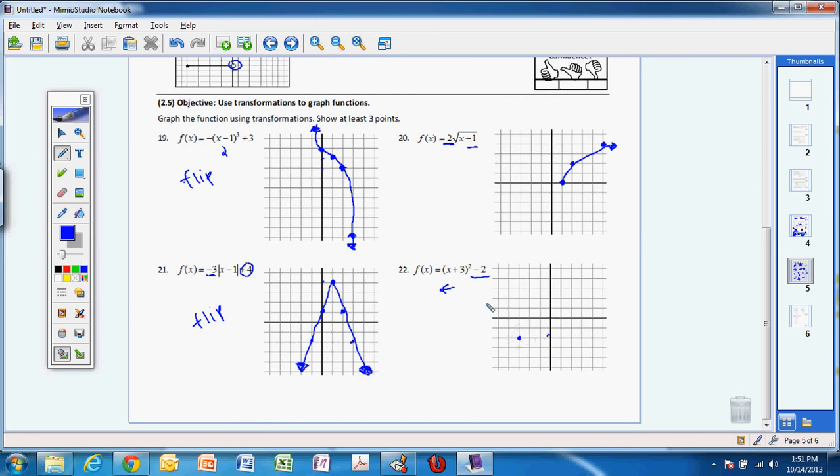And then nothing else is actually happening with this. I'm not vertically stretching, I'm not flipping, because nothing's out in front. So now I can just graph x squared where I normally would. So on my parent graph, I would go over 1 and up 1. So I'm going to do the same thing on this one, over 1 and up 1. And then my next set of points were over 2, up 4. And if you weren't sure, you could plug those in, over 2, 4. And then I'm just going to draw in my graph. Because this is going to look like a parabola. It's going to look like that.